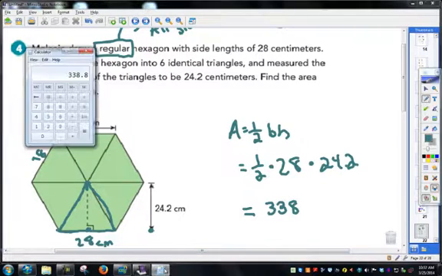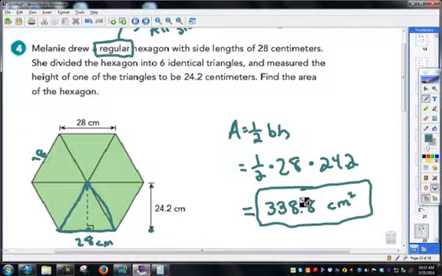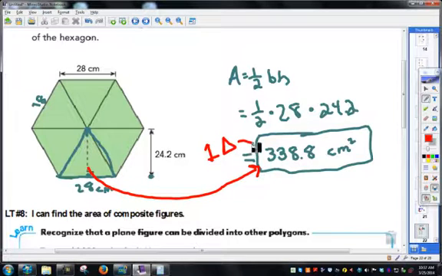0.8, I think that was. Yep, 0.8, and that's going to be centimeters squared because we are doing area. But remember, this is where a lot of you, I hope this doesn't happen, but I think we're going to see a lot of mistakes. What I just found is the area of one triangle. Just one of them equals that.